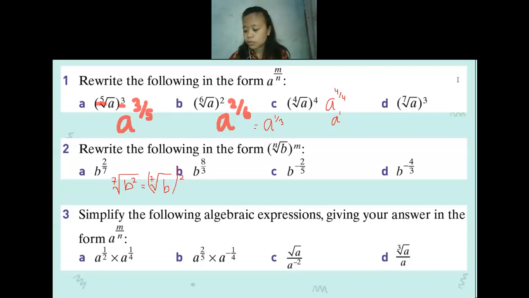Wait, teacher, what page? Page 124. Page 124. Already have the page? Already found the page?